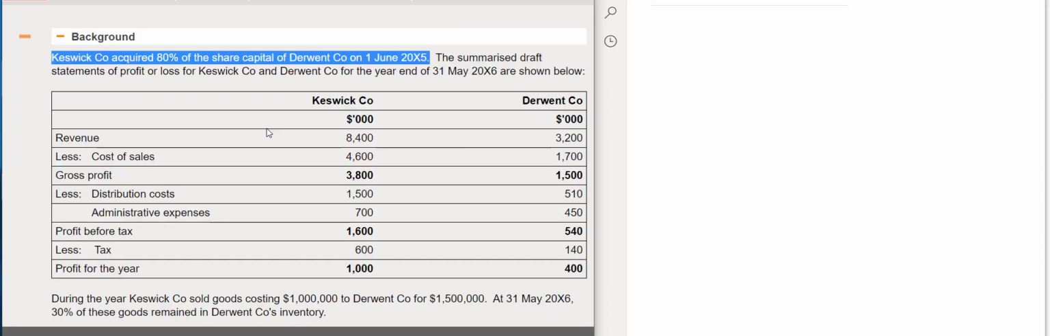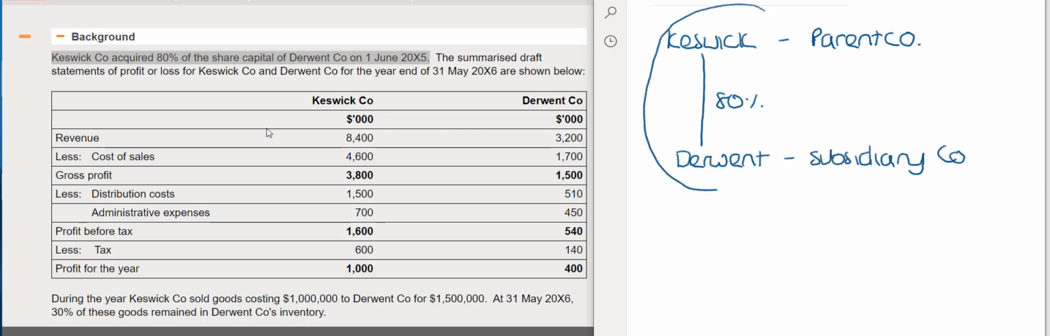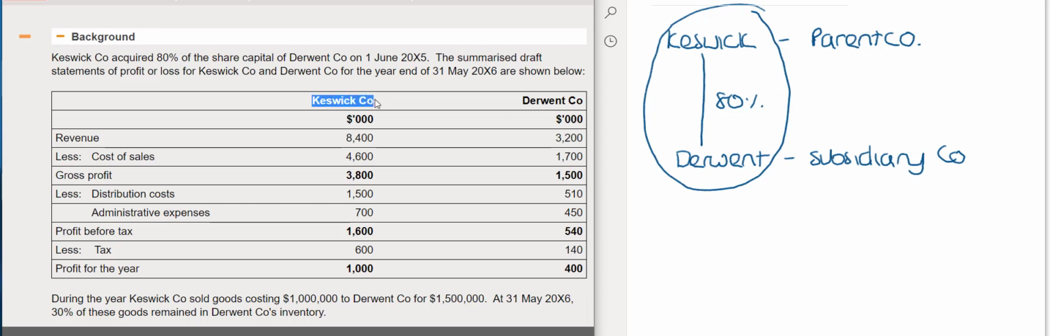Firstly, let's look at the background information that relates to task 1. We can see that Keswick acquired 80% of the share capital of Derwent on the 1st of June 20x5. Keswick owns more than 50% of the shares of Derwent and so is the parent company, and Derwent is therefore the subsidiary company. In this situation, when we have a group, we will need to prepare consolidated financial statements. For many of the balances we prepare in consolidated accounts, we will be adding together Keswick's figures to Derwent's figures. However, there will be some adjustments that we need to make to these numbers.